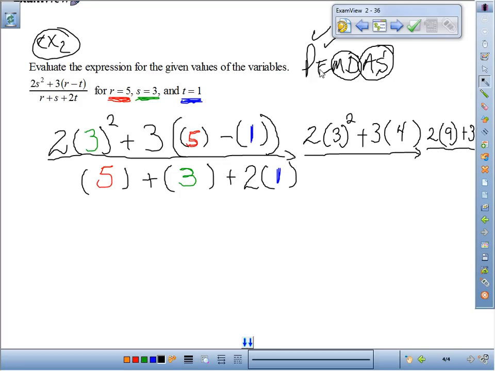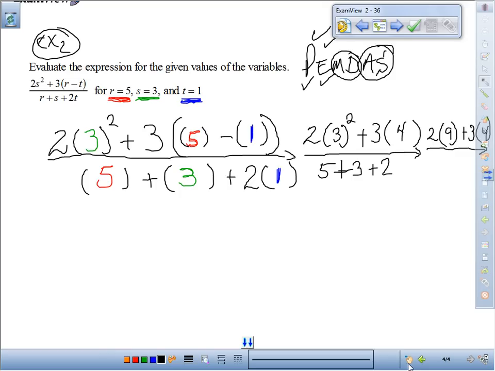For the denominator, do I have a parenthesis? There's 3 of them, but I can't do anything else inside. Do I have an exponent? No. Multiplication or division? Yes, so I need to multiply this, so I rewrite everything. 5 plus 3 plus 2. I'm done with multiplication and division.